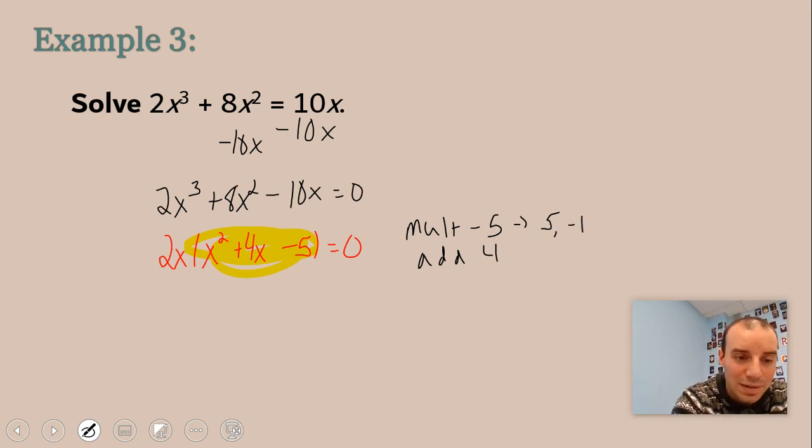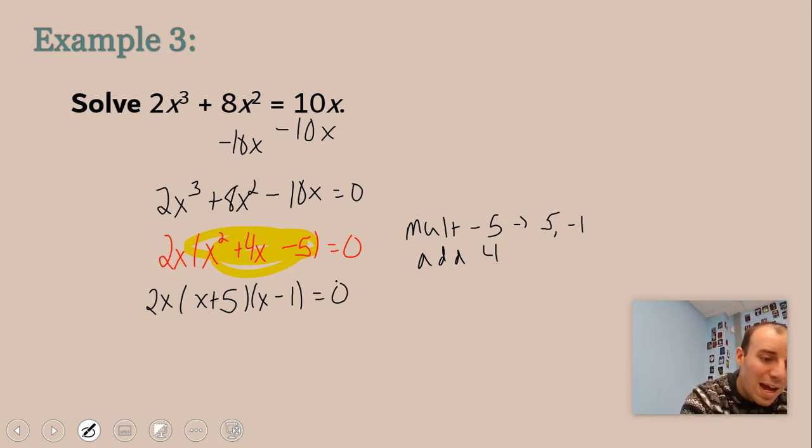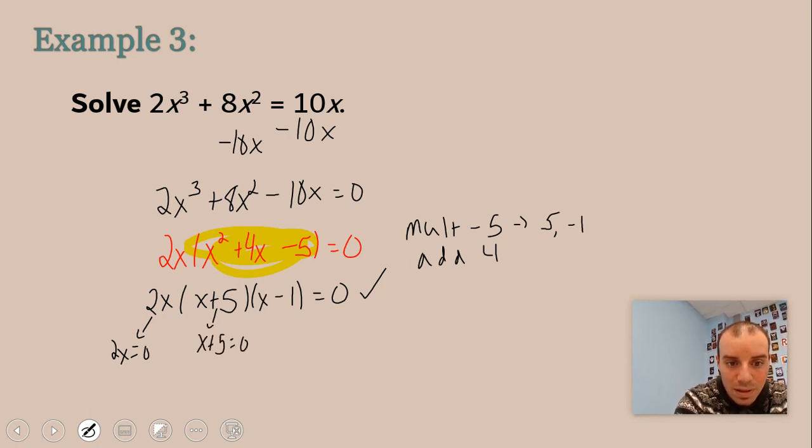So let's write that then. 2x times x plus 5 times x minus 1 is equal to 0. That is the correct factored form. Now you need to solve. So I have to set this equal to 0. I have to set this equal to 0. I have to set this equal to 0.